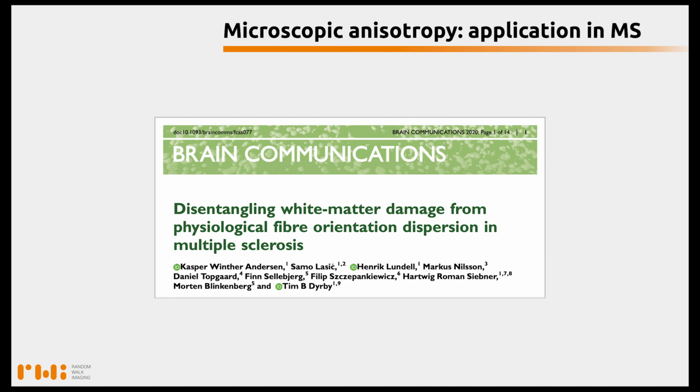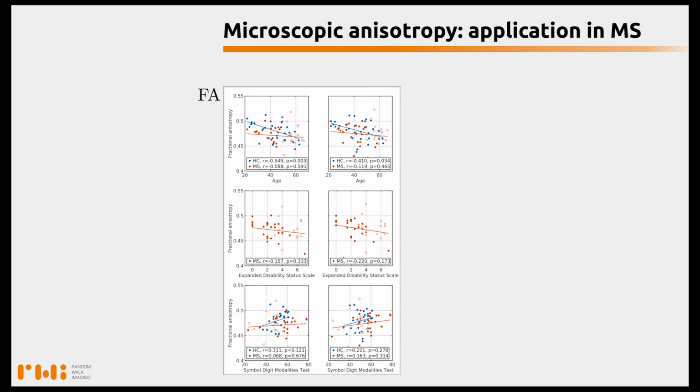As a proof of concept of the power of microscopic anisotropy, here is an application in multiple sclerosis that was recently performed in Denmark. The point of this study was to compare fractional anisotropy and microscopic fractional anisotropy in MS lesions to see whether or not microscopic anisotropy, unlike FA, would correlate with clinical scores in MS. Let's look at the main result.